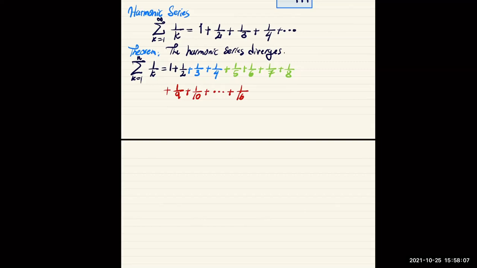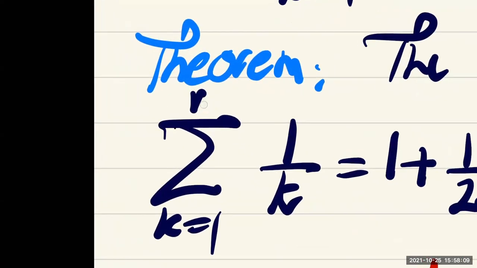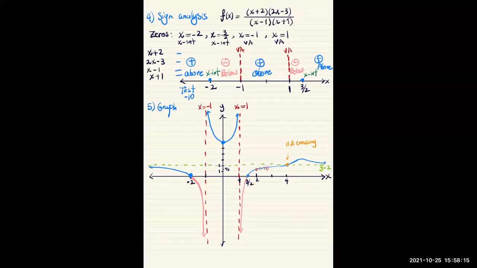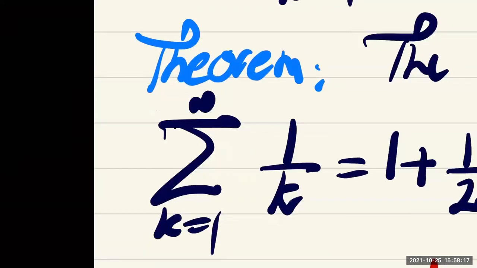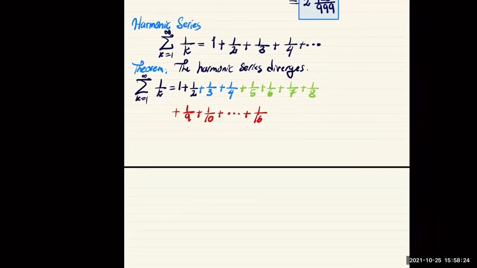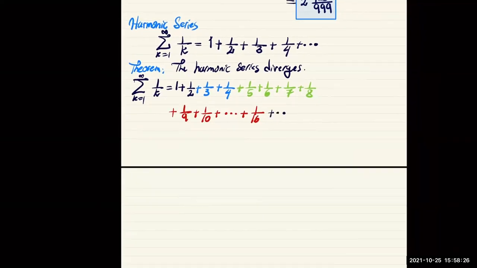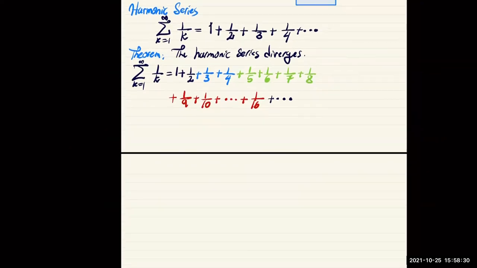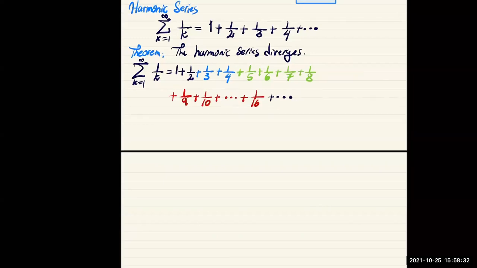You know what? Instead of doing a partial sum, I'll just do an infinite sum here. We'll keep it simple. Yeah, we'll do an infinite sum. Okay, so this goes forever. All right. So let's see what is so special about every one of those groups.